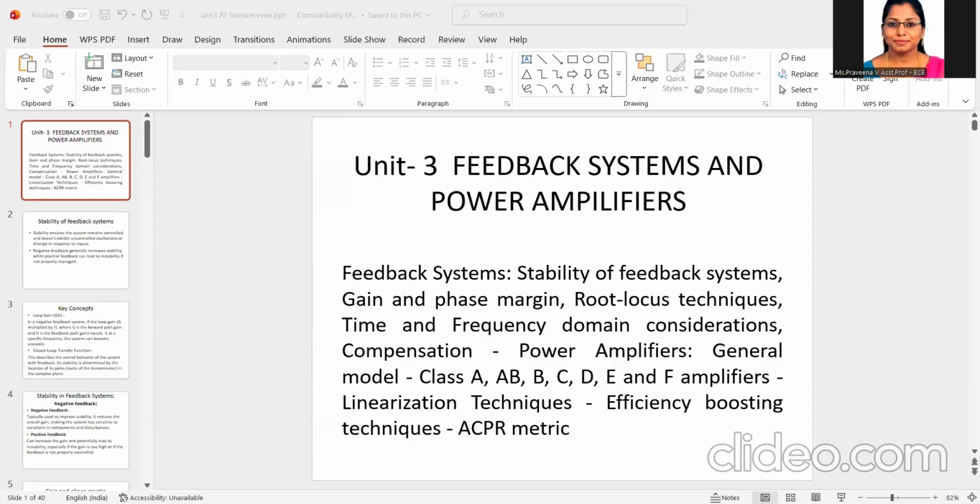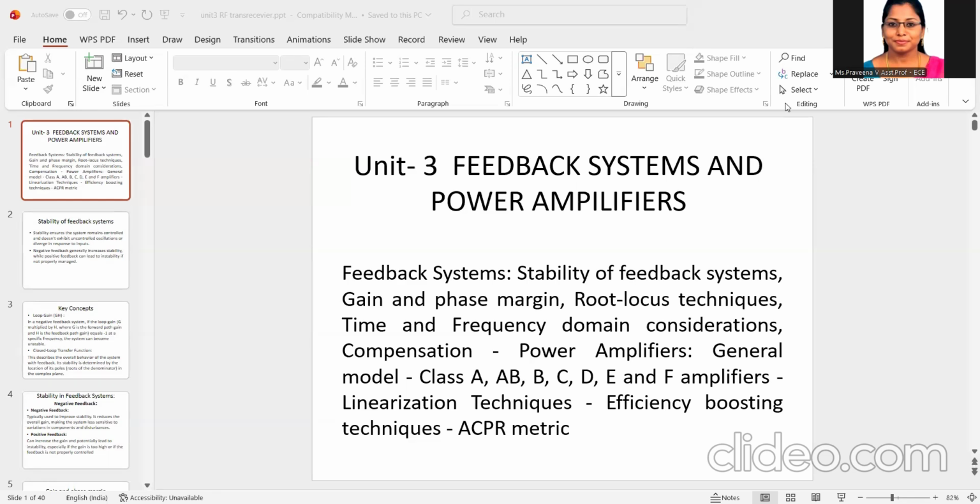Good morning, everyone. Today we are going to see about unit 3. Unit 3 is feedback system in power amplifiers. Generally, in this unit, we are going to see about the feedback system. That is, this unit provides an understanding of the entire feedback system in RF power amplifiers, which are the fundamental components in modern communications and electronic systems.